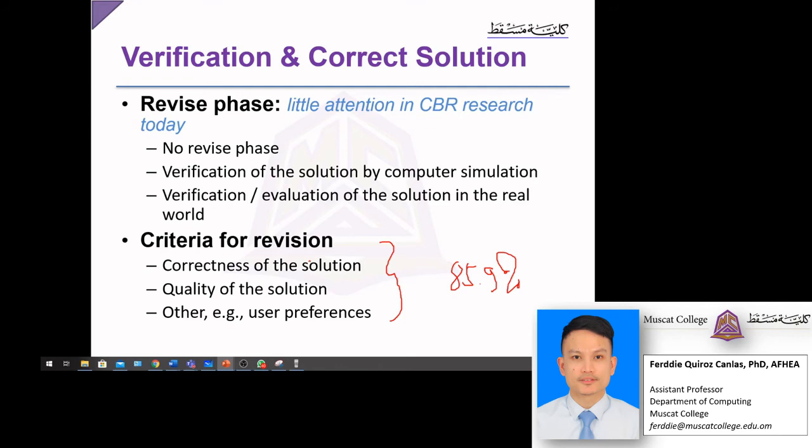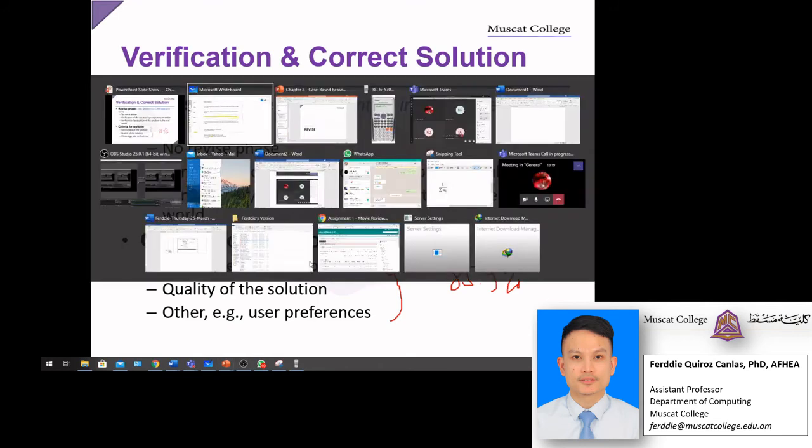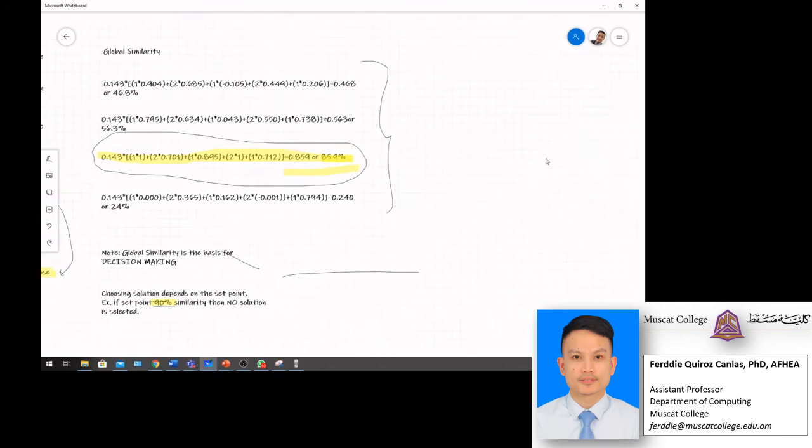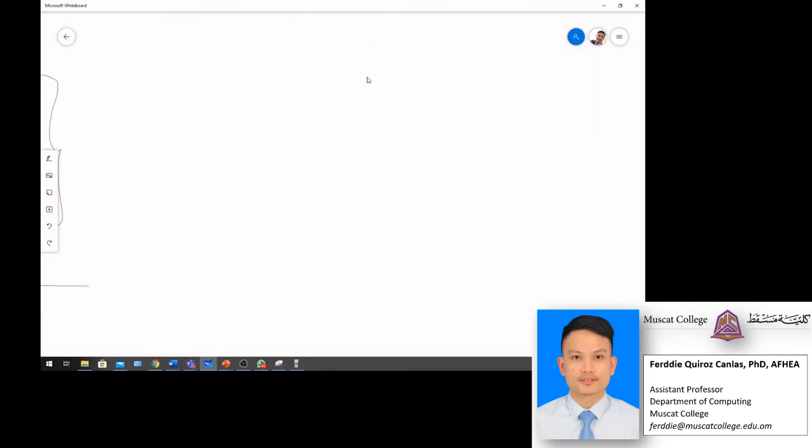So let me just create a flow chart so that you will know when to go with the next phase, right? Basically the flow chart is very simple. You can analyze it. So we have a new problem, right? When you go with a new problem, the next step is we have to go with retrieve.